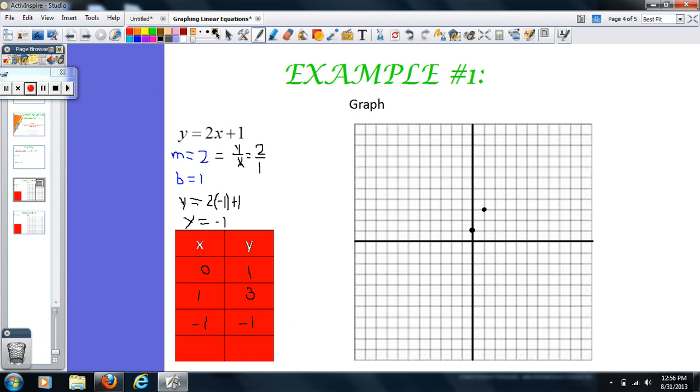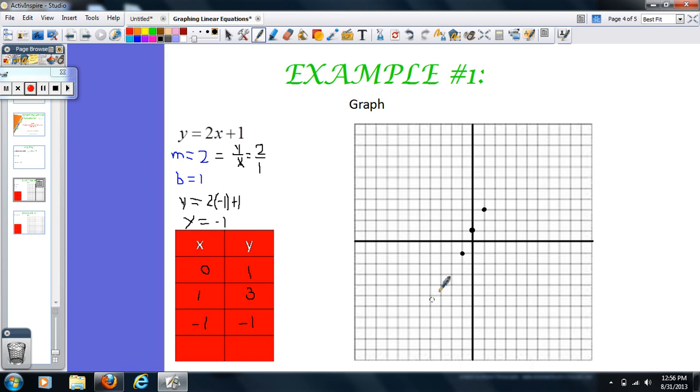Alright, and I'll go ahead and plot that one. So we're over negative 1, down negative 1, which is right about there. And then let's go ahead and use the slope again. I'm actually going to take this last point we just used, and we're going to find another point down here. So if I use this point here and I go up 2, right 1, that's going to put me here.